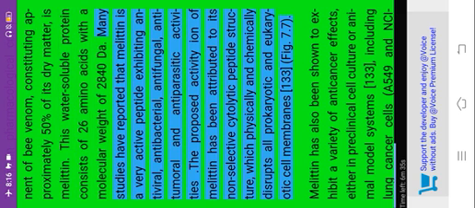Many studies have reported that melittin is a very active peptide exhibiting antiviral, antibacterial, antifungal, antitumoral, and antiparasitic activities. The proposed activity of melittin has been attributed to its non-selective cytolytic peptide structure, which physically and chemically disrupts all prokaryotic and eukaryotic cell membranes. 133, figure 7.7.